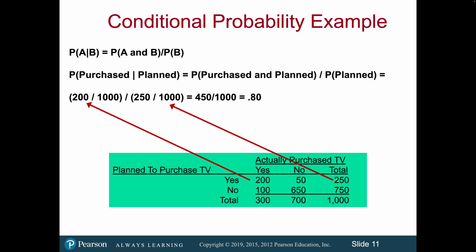The next thing we do is we focus on either the column total or the row total. In this case, it's planned, so that's obviously going to be a row total. They planned to purchase as a simple event, 250 out of 1,000. So we're going to divide 200 out of 1,000 by 250 out of 1,000. If you do that in your calculator, you get 0.80.